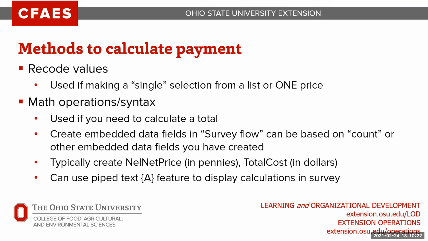So there are different ways to calculate payments using Qualtrics. The first one is the easy one, called recode values, where you're making a single selection, and it's basically one price for each selection. So maybe you have a registration where it's $50 for an adult to attend, but $15 for a student to attend. So you have two different prices, but they're one price for each type of selection, because a person is either going to register as an adult, or they're going to register as a youth.